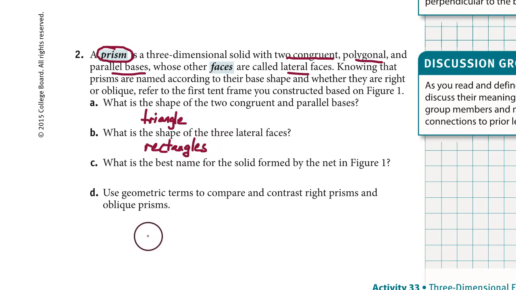Next question, what would you call that shape when the net is folded up? Again, you have to imagine what this looks like in three dimensions. The triangle would become one of the ends, and then we have the rectangle lateral faces, and then the back end would also be a triangle. I'm trying to draw an illusion of what the three-dimensional object would look like. To name this, we name it according to what shape the bases are. We would call this a triangular prism.